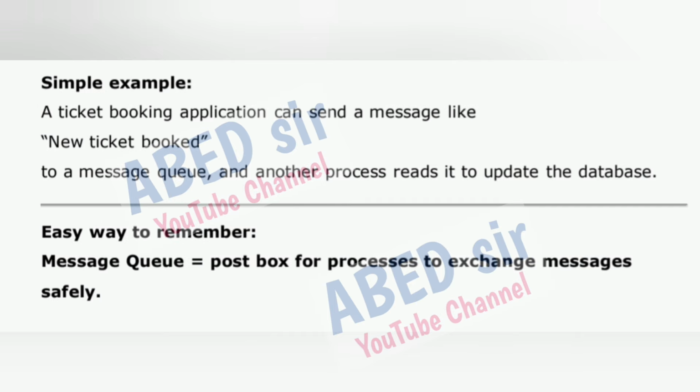Simple example. A ticket booking application can send a message like "new ticket booked" to a message queue, and another process reads it to update the database. Easy way to remember: message queue is equal to post box for processes to exchange messages safely.